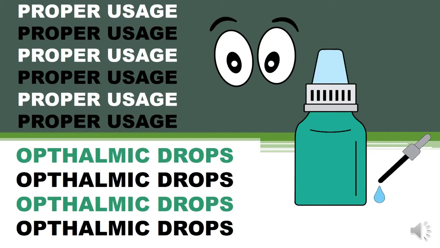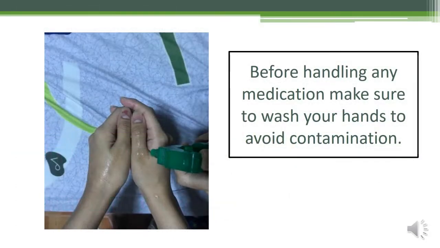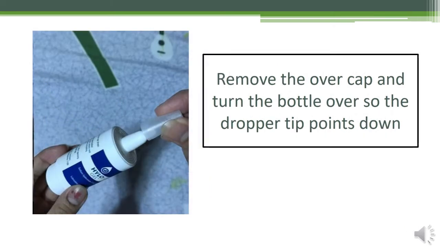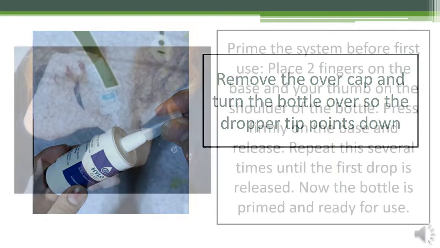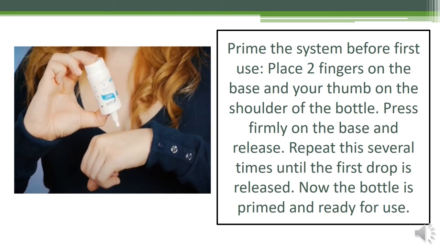This is the proper usage of ophthalmic drops. Before handling any medication, make sure to wash your hands to avoid contamination. Remove the overcap and turn the bottle over so the dropper tip points down. Prime the system before first use. Place two fingers on the base and your thumb on the shoulder of the bottle. Press firmly on the base and release. Repeat this several times until the first drop is released. Now the bottle is primed and ready for use.